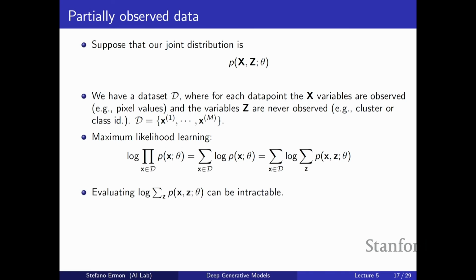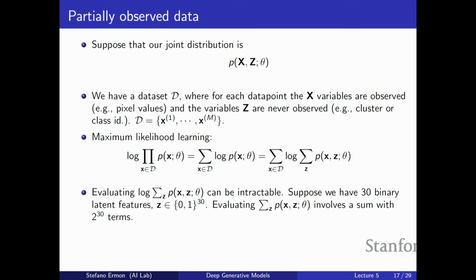And so evaluating this quantity can be intractable. Just as an example, say that you have 30 binary latent variables. Then that sum involves 2 to the 30 terms, so it's just way too expensive to compute. If the z variables can only take k different values, like a Gaussian mixture model, you can brute force it. But if you have many latent variables, you cannot evaluate that quantity efficiently.